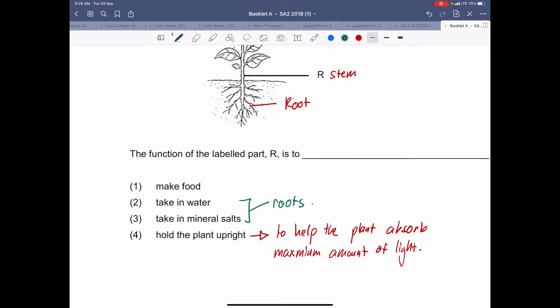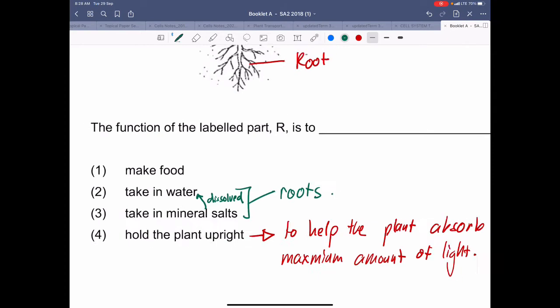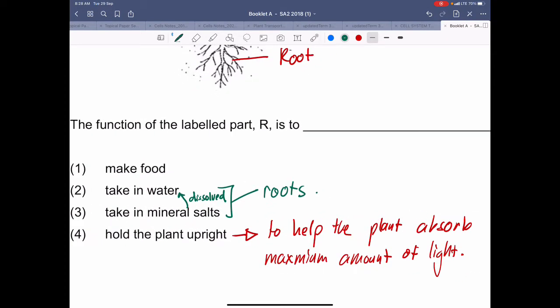Now, your mineral salts are actually dissolved, just in case you all don't know, inside your water. So this is the reason why when you take in water, you also take in mineral salts, and hence they're always together. So you can think of your mineral salts like, I showed you the experiment on the celery, on how it got colored red because you used red dye in the water. So you can think of the dye pigments, the dye substance of the red pigment, as mineral salts that got dissolved in the water. So when the roots take in the water, it will take in the mineral salts together as well.